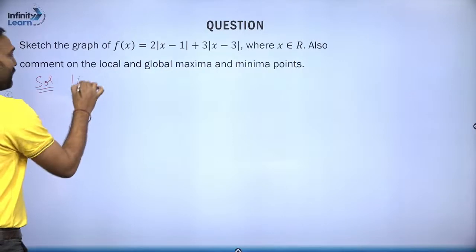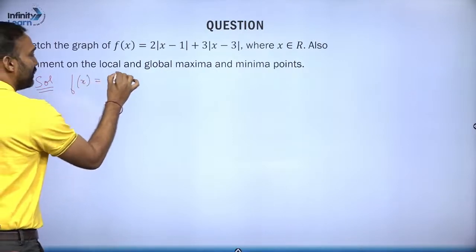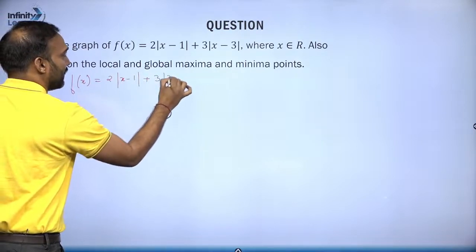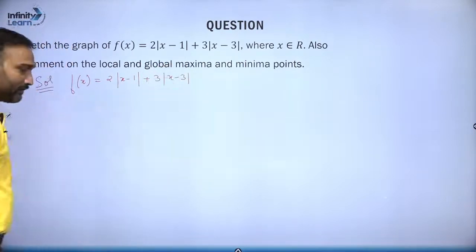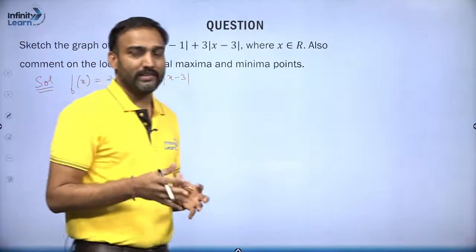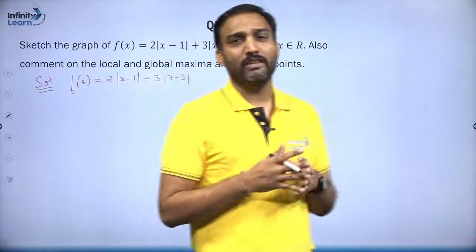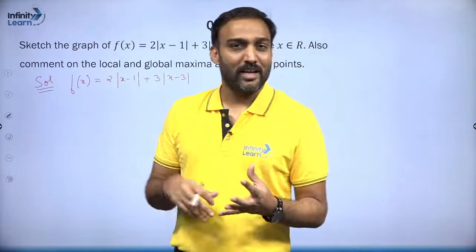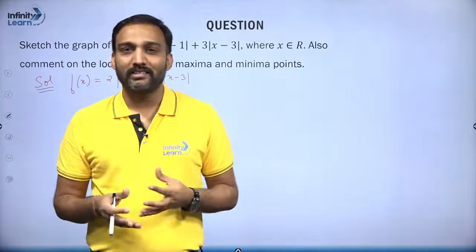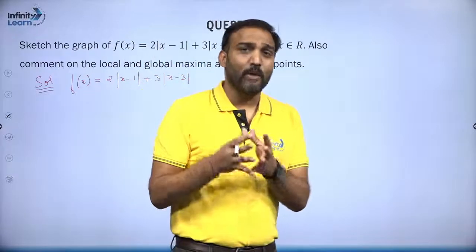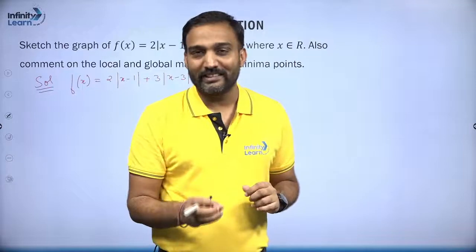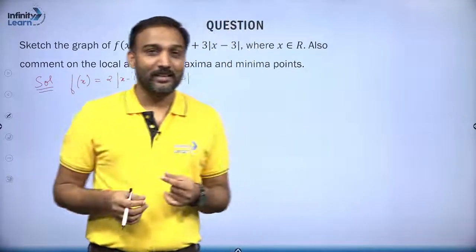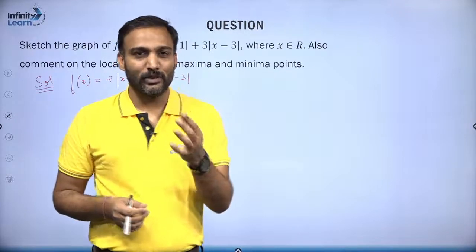So my function is f(x) is equal to 2 times modulus of x minus 1 plus 3 times modulus of x minus 3. Now we all know the function modulus x. Modulus x means I will always have a positive output. So when x is larger than 0, mod x is x, and when x is negative, mod x is minus x. So can I say the function modulus x will change its nature whenever x becomes equal to 0, or in other words, the function inside the modulus becomes 0.